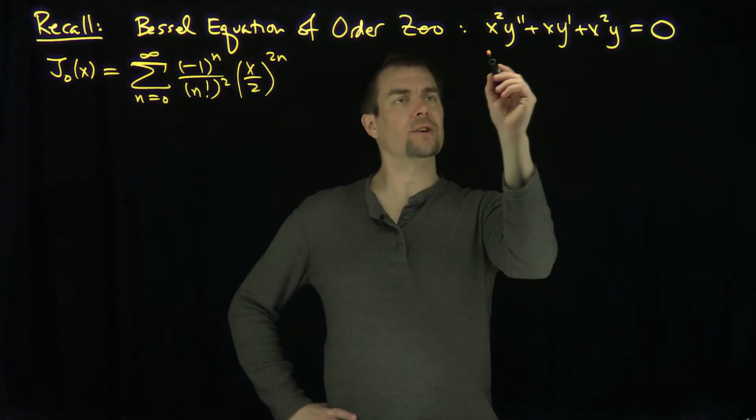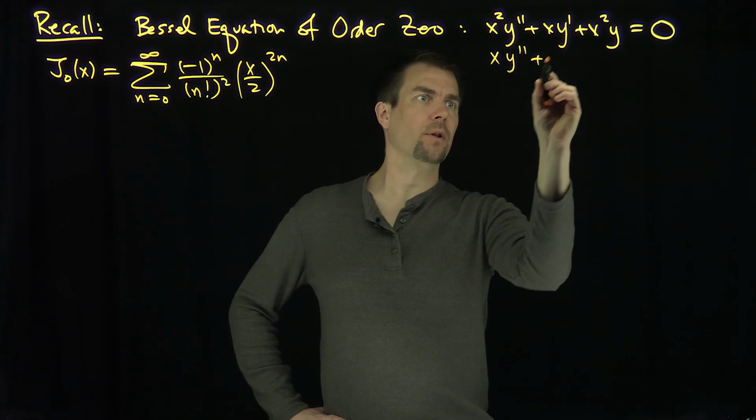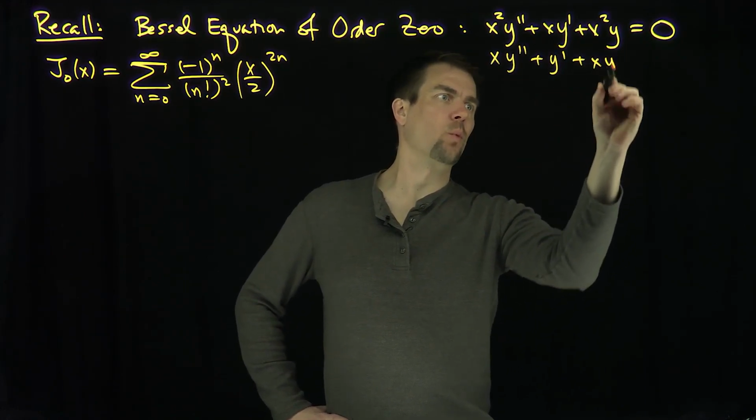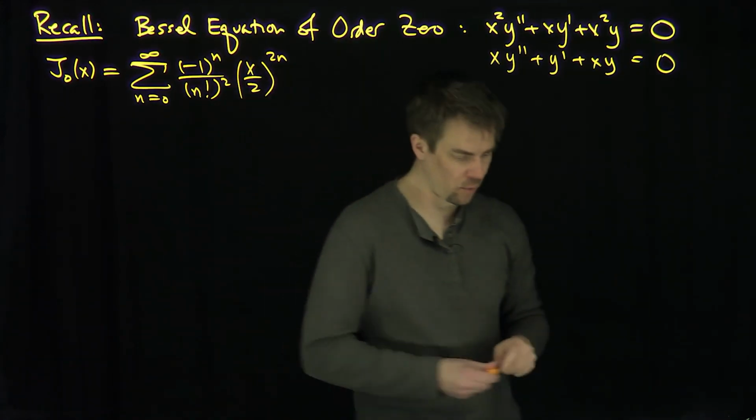Now for this, I can actually do the following. I can eliminate one of the x's here by writing this as x y double prime plus y prime plus x y is equal to 0, because I still preserve the structure of the regular singular point at the origin.